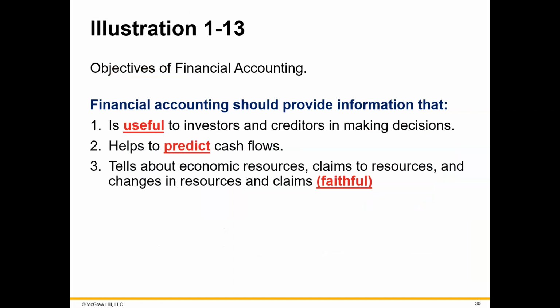Just real quickly to reiterate, right? These are the objectives of financial accounting. Financial accounting should provide information that is useful to investors and creditors when they're making those decisions. Okay? It needs to help. It needs to be predictive in nature, so it needs to help predict cash flows. And it needs to tell about the economic resources, the claims to those resources, and changes in resources. So your economic resources being your assets, claims to resources being liabilities, what you owe to people, and changes in resources being kind of like your cash flow statement or your equity, right?